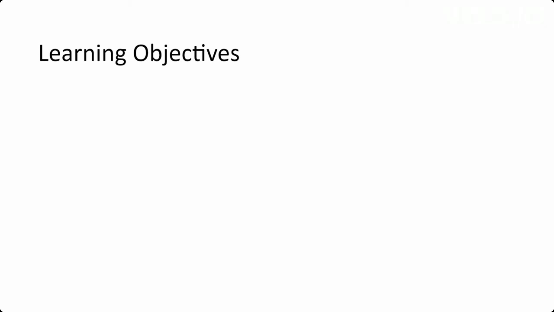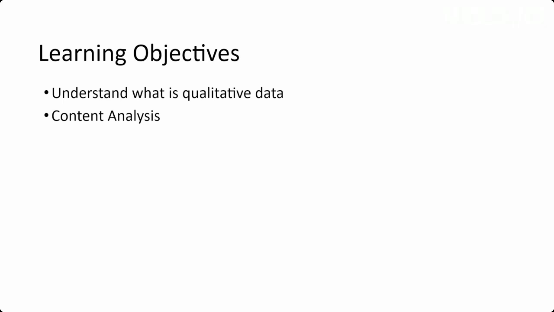So our learning objective today is to understand what qualitative data is, to understand content analysis, to understand thematic analysis, and further to understand grounded theory. These are the three types of analysis we are going to concentrate on today. There are actually more than three, but I'll concentrate on these because they are the common ones, especially in academic research.